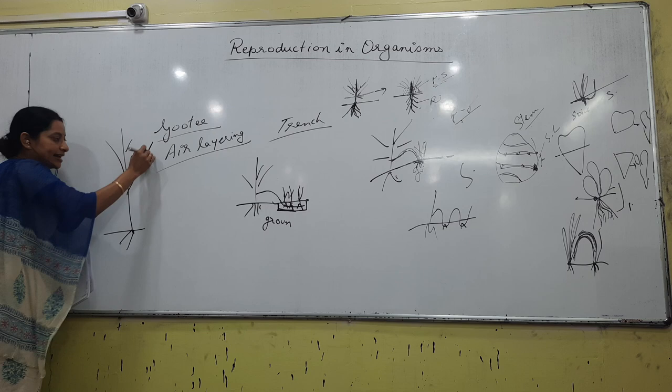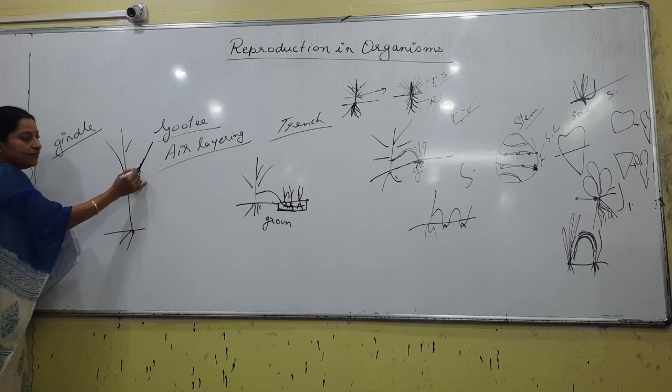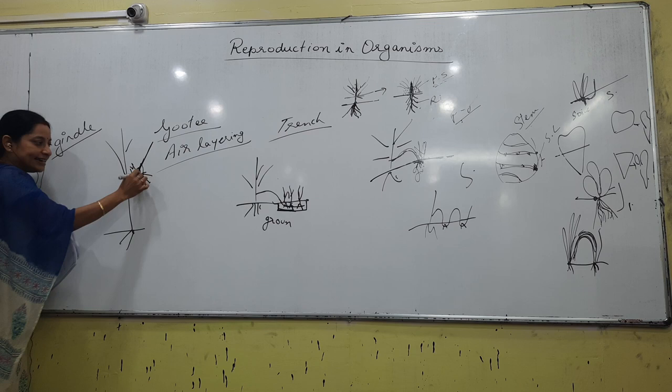Do you notice what that means? Removing some cells in the form of a ring is called girdling, right? So you remove some part of the stem. Then you cover it with moss, apply certain types of chemicals, and cover it with the help of a polythene paper, right?